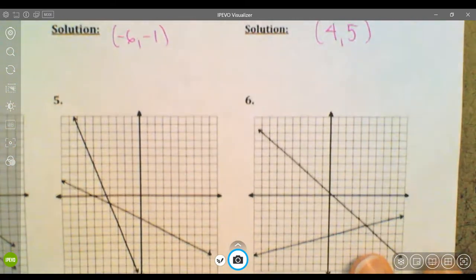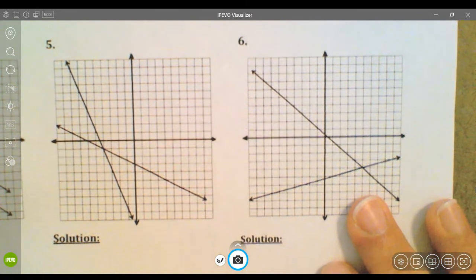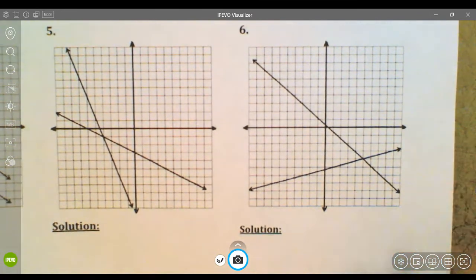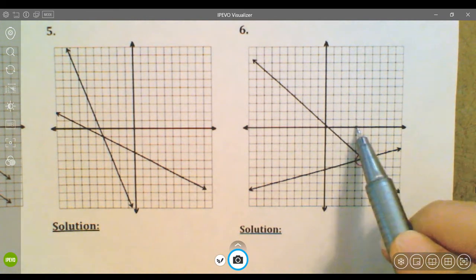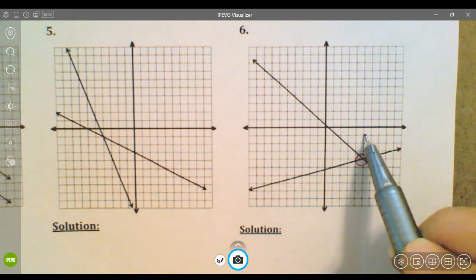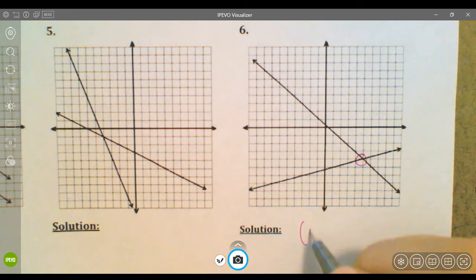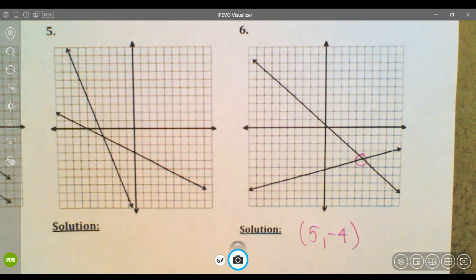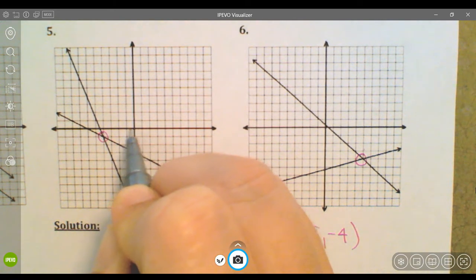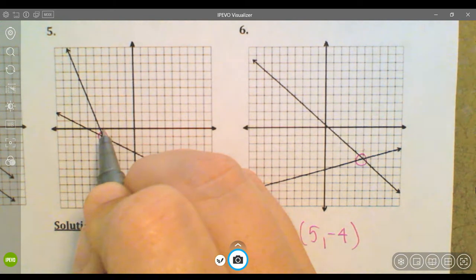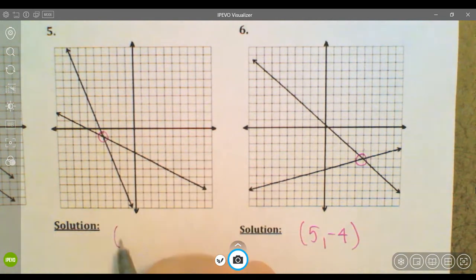While we're at it, let's look at number 6 and number 5. Here is my ordered pair solution. I'm going to go to the right, 1, 2, 3, 4, 5. Then I go down 1, 2, 3, 4. So my solution is 5, negative 4, because I had to move down. And in this one, my ordered pair is 1, 2, 3, 4 left, down 1. That's negative 4, negative 1.